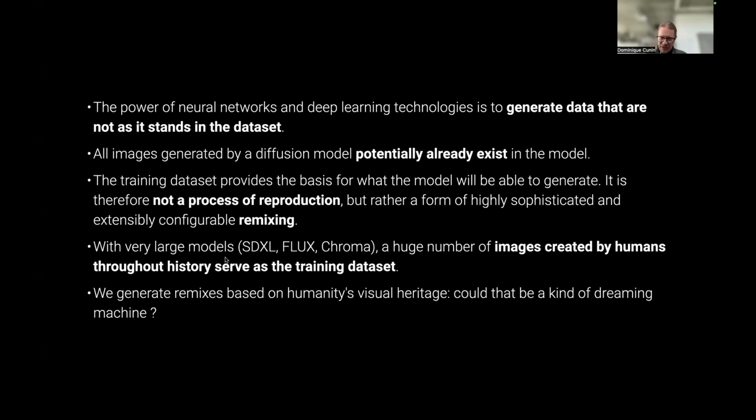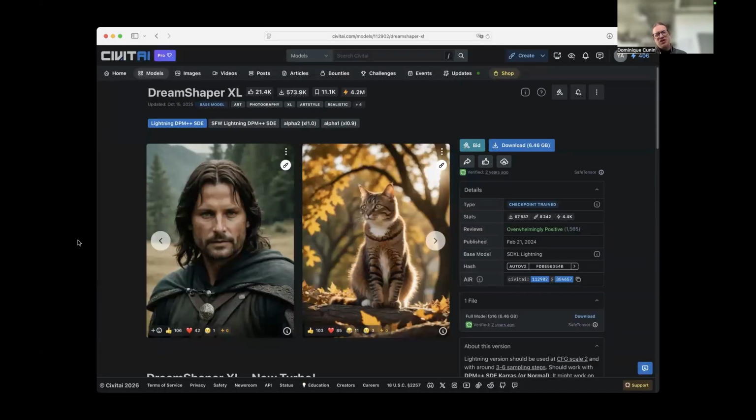So another way of thinking about this is that with large diffusion models, we can say that images created by humans through history serve as the training dataset. So we are making remixes based on humanity's visual heritage. So maybe it's close to the dreaming process to some extent. This dreaming vision is shared by a huge number of people around the community of Gen AI.